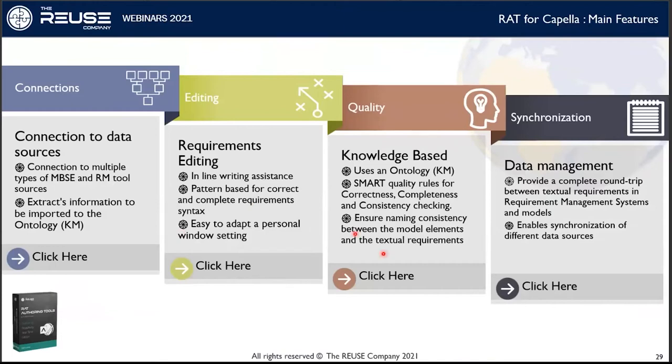And the quality, as I said, is based on the knowledge we have. We are using an ontology in the background. We are setting up these smart rules for correctness, completeness, and consistency. And we will for sure ensure that we will keep this naming consistency in place. And we will look a little bit more at the synchronization aspects and the data management itself, so that we can ensure that we can perform this requirements round trip that I was talking about. So these are the main things about RAT for Capella, I would say.